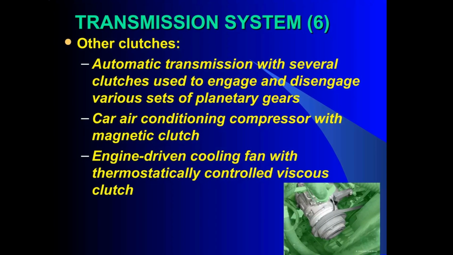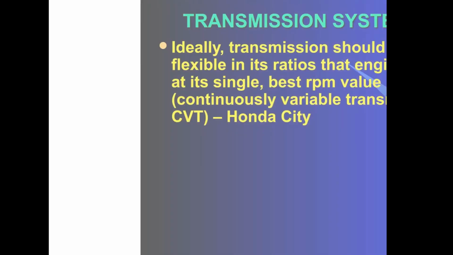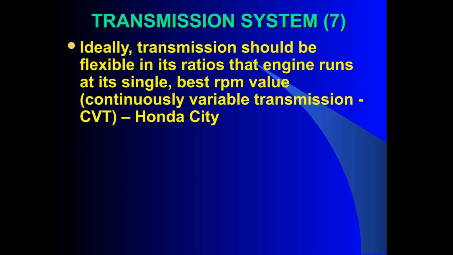Other clutches in a car include those in automatic transmissions, the car air conditioning compressor's magnetic clutch, and the engine-driven cooling fan's viscous clutch. Ideally, a transmission should be flexible enough in its ratios to keep the engine running at its single best RPM value. This is achieved by a continuously variable transmission, or CVT.